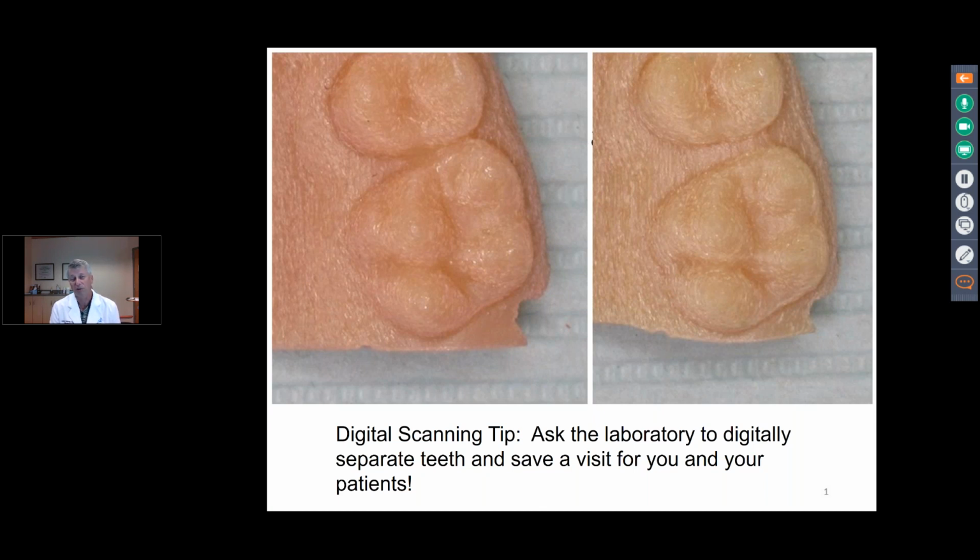So this is a close-up on the left of a model made prior to separation. Then this shows what can be done virtually in a lab setting to anticipate this millimeter or so space, so you can comfortably fit the appliance.